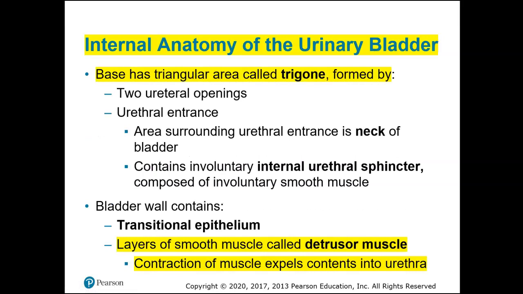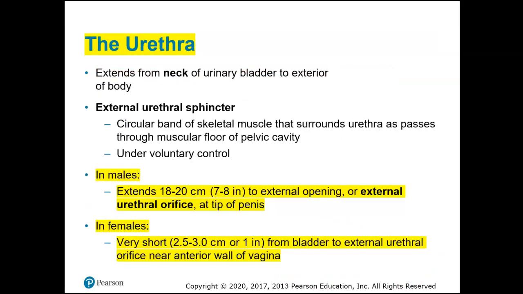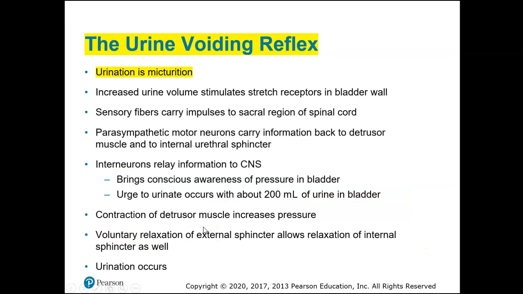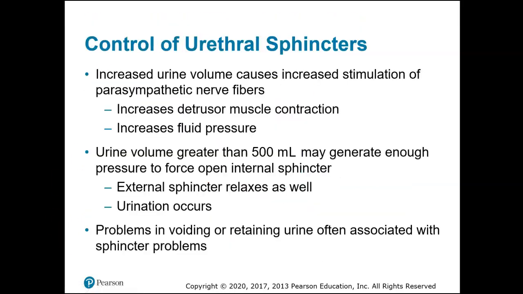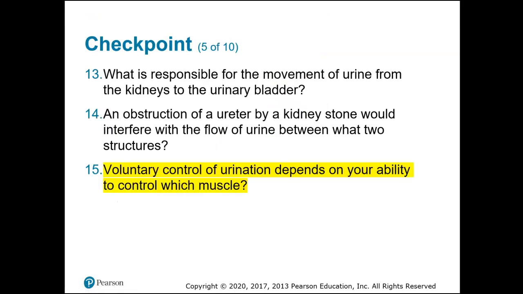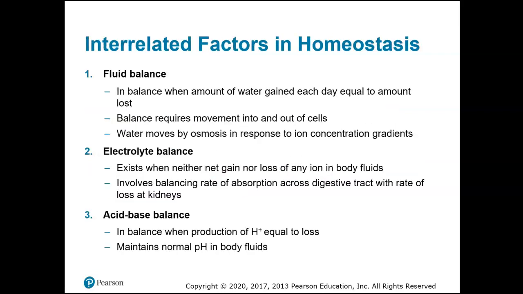And the bladder wall contains layers of smooth muscle called the detrusor muscle. Contraction of that muscle expels the contents of the bladder into the urethra. The urethra in males is much longer, and in females it's much shorter, and I think everybody knows that. Urination is also called micturition. And voluntary control of urination depends on your ability to control the detrusor muscle.